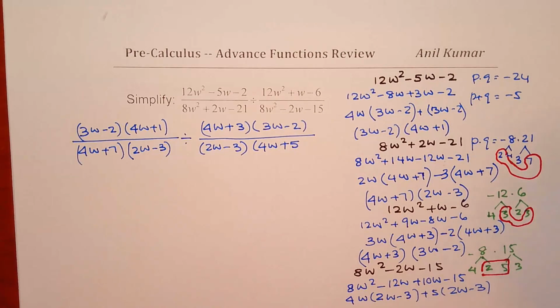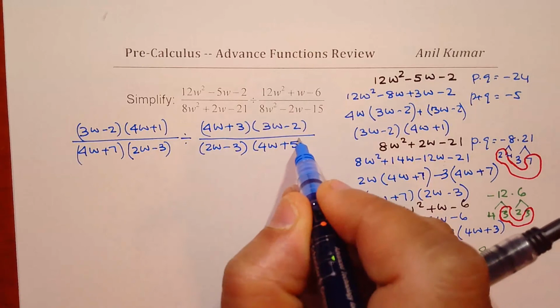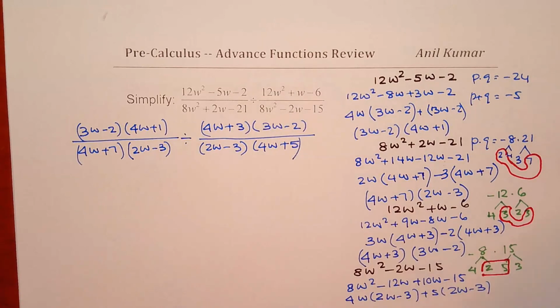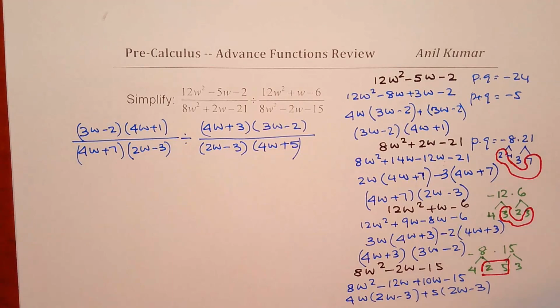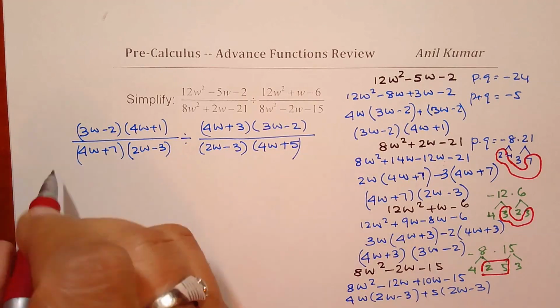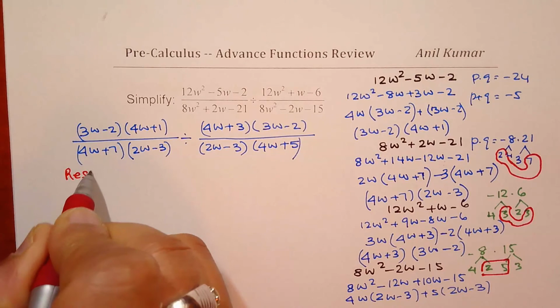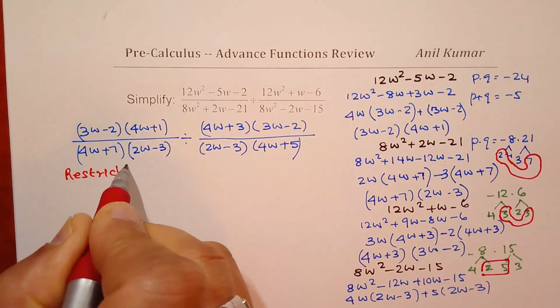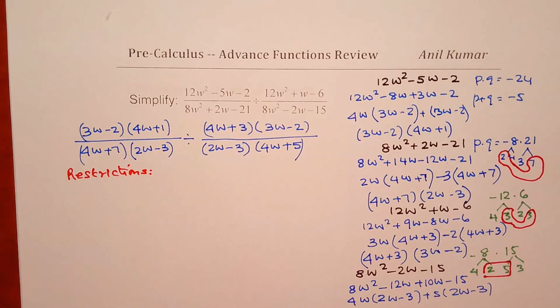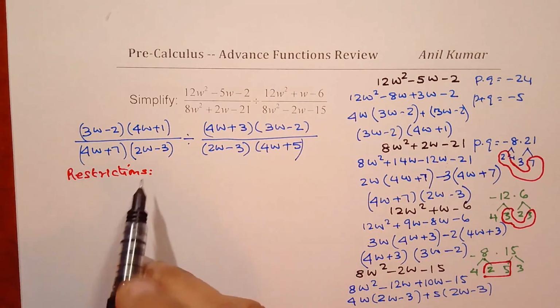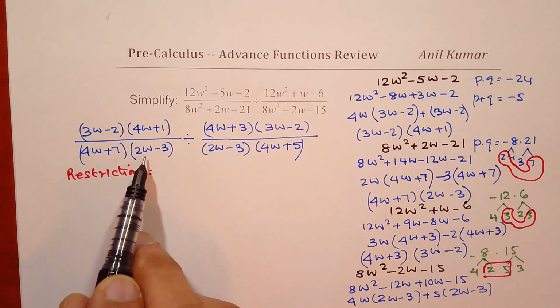Perfect. Okay. Now at this stage, you should write all the restrictions. So let me write down the restrictions, then we'll continue forward. So we'll write restrictions now. These are important steps to understand for simplifying any rational expressions. Okay. Restrictions means these denominators cannot be 0.